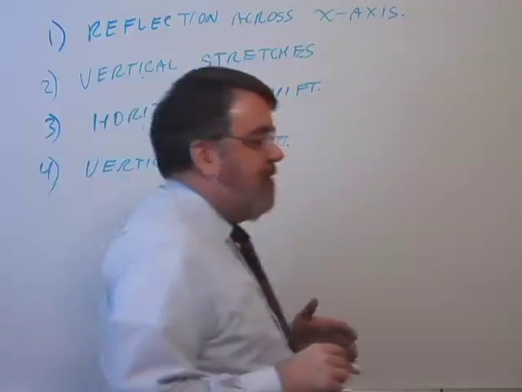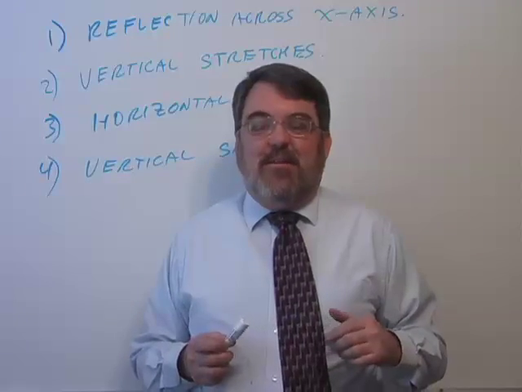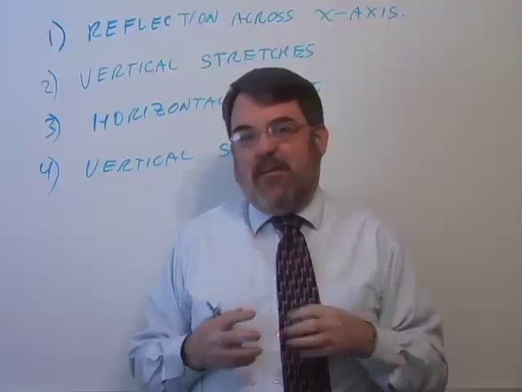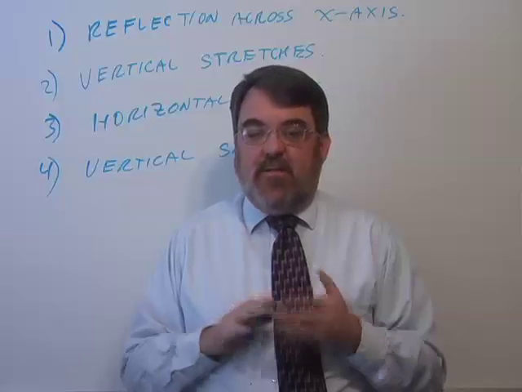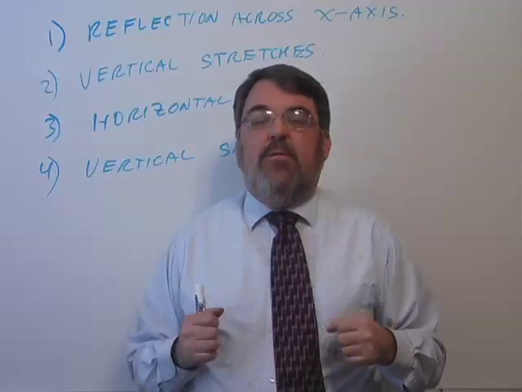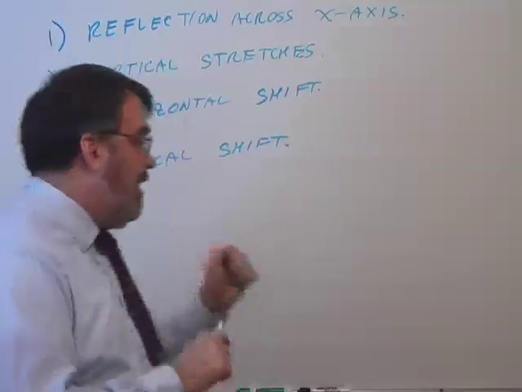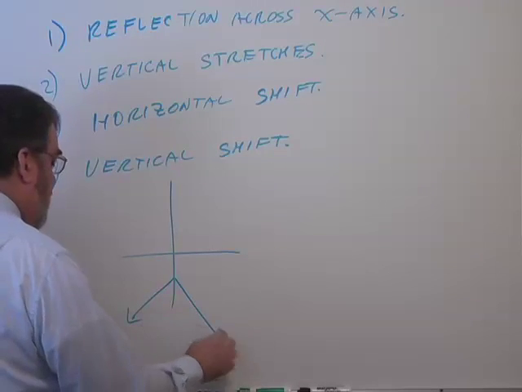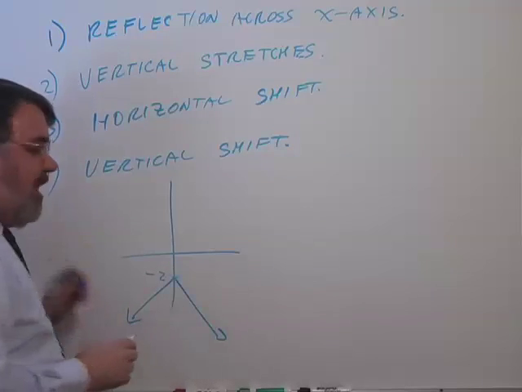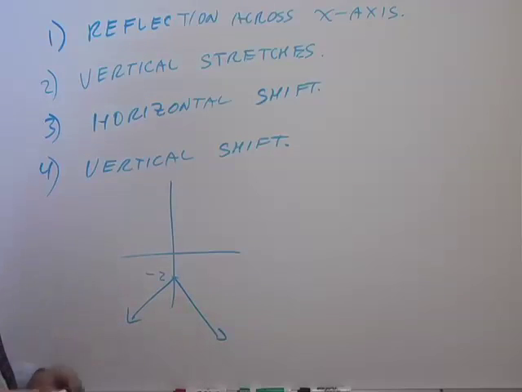The reason that we need some sort of order to agree upon is because, for example, suppose I took that absolute value function and said, well, first let's reflect it across the x-axis and then do a vertical shift down 2 units. All right, so here we go. I'll just make this kind of small and sketch it. If I take the absolute value function and reflect it and then shift it down, it would look like this. So that was reflection and then vertical shift.